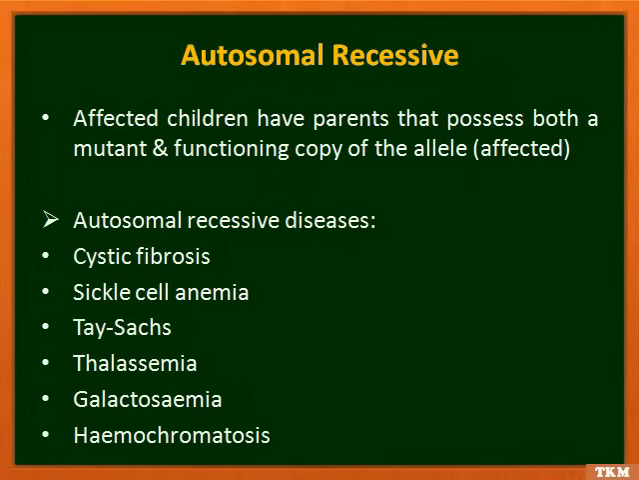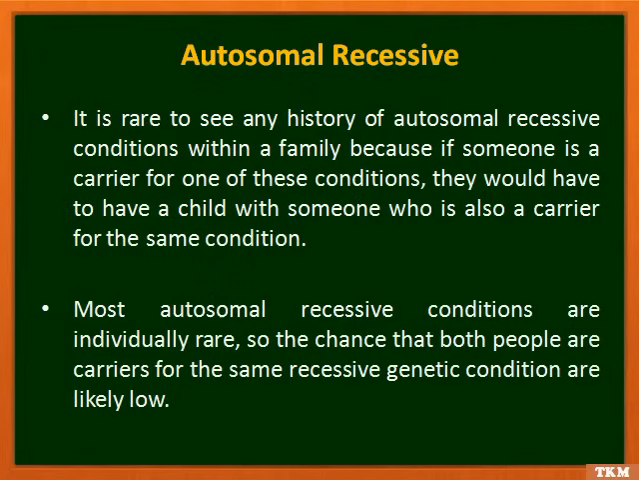Some examples of autosomal recessive diseases: cystic fibrosis, sickle cell anemia, Tay-Sachs, thalassemia, galactosemia, hemochromatosis. Now, it is rare to see any history of autosomal recessive conditions within a family, because if someone is a carrier for one of these conditions, they would have to have a child with someone who is also a carrier for the same condition. That means the mother and father both should be carriers of the same condition. Only then will the child be affected with the condition. But this is a very rare case.